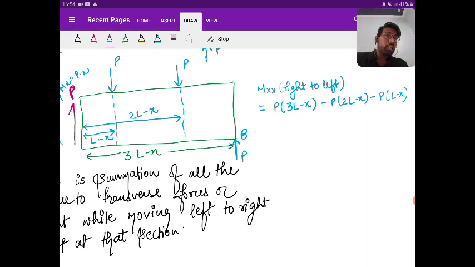Is it clear? The first P is for the load that is acting at point B, that is vertically upward. The second P is the load that is at a distance of 2L minus H. And the third P is for the load that is at a distance of L minus H. So if I elaborate this, what value are we going to get? 3PL minus 3PH minus 2PL plus PH minus PL plus PH.